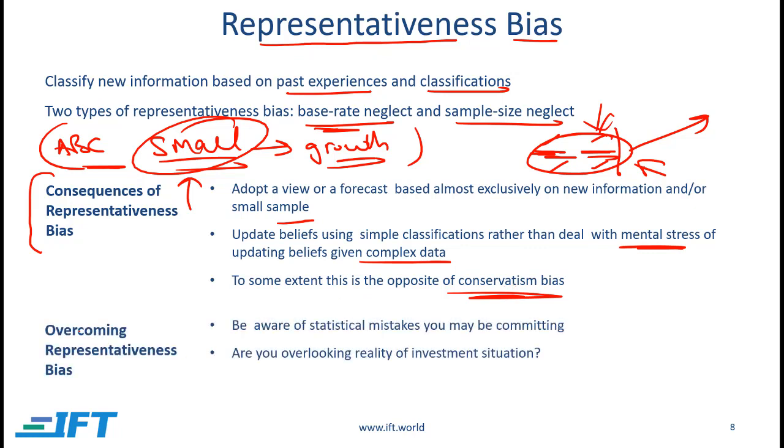How do we overcome representativeness bias? One step is to be aware of statistical mistakes that we may be committing. So are we relying on too small a sample? Are we giving too much emphasis to a particular sort of category or a particular categorization that we have? Also, we should consider whether we are overlooking the reality of the investment situation. So this is a question that we should continuously be asking if we want to overcome representativeness bias.